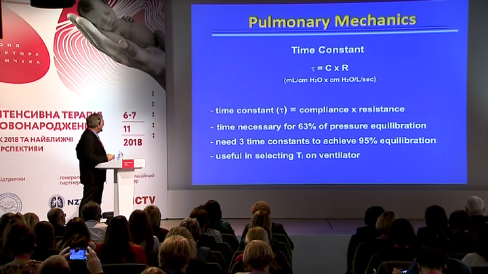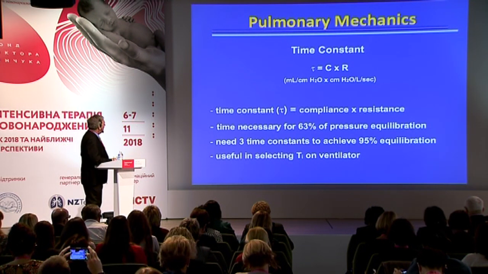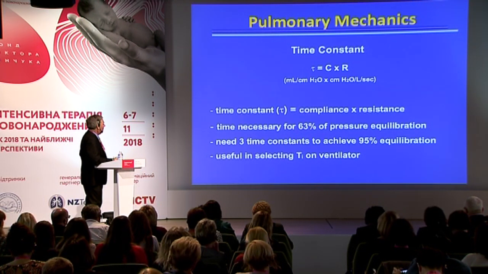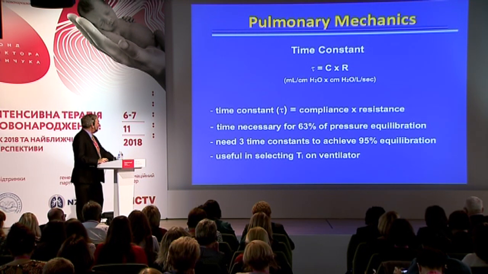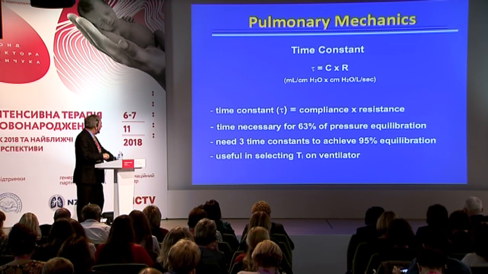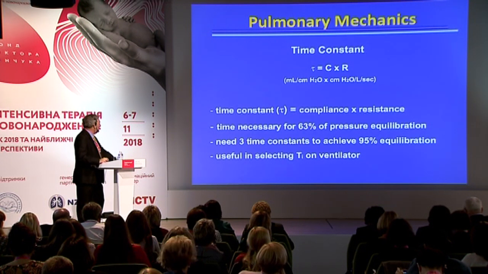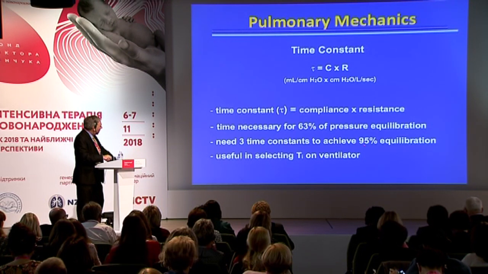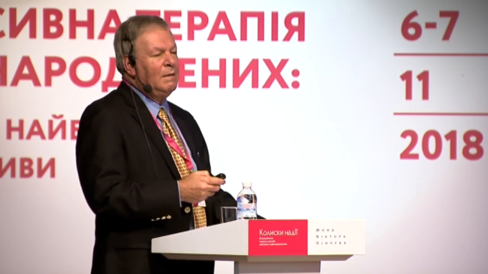And the time constant is the time necessary for 63% of pressure equilibration. You need at least 3 time constants to achieve a 95% equilibration point. So this is the number that you really want to shoot for. You could go longer than that, but even if you went up to 5 time constants, you're only going to get a little better equilibration number. And again, this is very useful in selecting the inspiratory time on the ventilator.